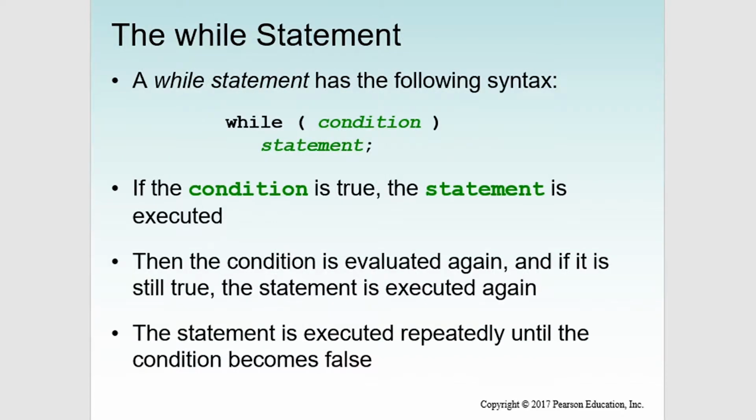The while statement. A while statement has the following syntax. You have the reserved word while, and then you have parentheses, then you have the condition that's controlling the loop, then you have the statement that you want to execute. If the condition is true, the statement is executed. Then the condition is evaluated again. If it is still true, then the statement is executed again. The statement is executed repeatedly until the condition becomes false.